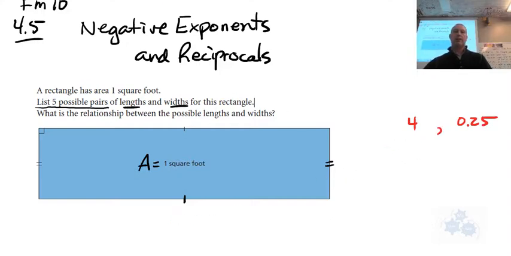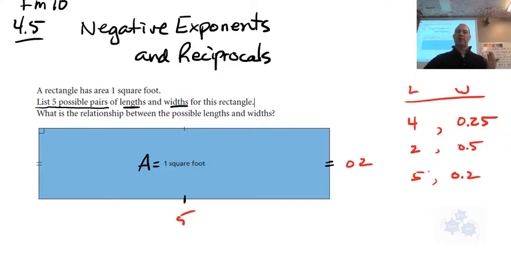What's another pair? Just quickly fire them off here. 2 and 0.5. Okay, so 2 and 0.5. I like it. Okay, another pair? 5 times 0.2. All right, 5 times 0.2. Does that work? Everybody check that out? Okay, so if we have a number that's greater than 1, we're multiplying by a number that's less than 1. Everybody notice that?